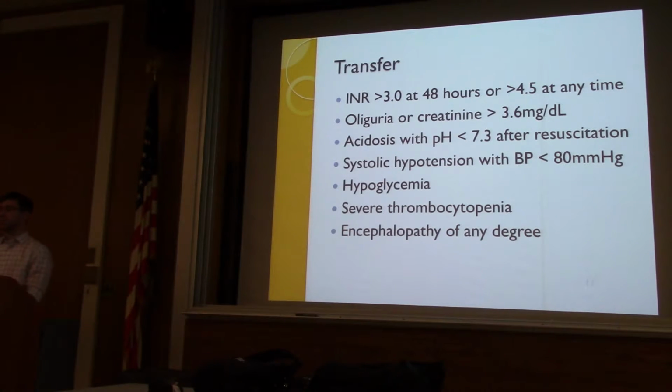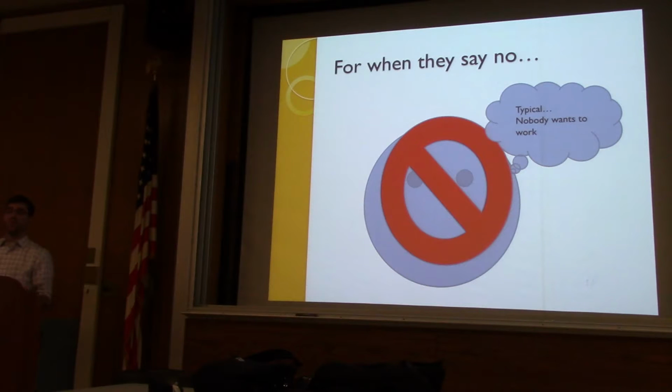Pretty much elevated INR above 3 or 4.5 at any time. They have elevated creatinine, acidosis, hypotension, hypoglycemia, thrombocytopenia, or any encephalopathy. Those are the patients you should really get transplant on board early and possibly get them to a liver center. And then what do you do for when they say no?